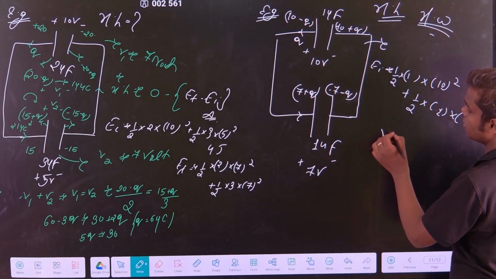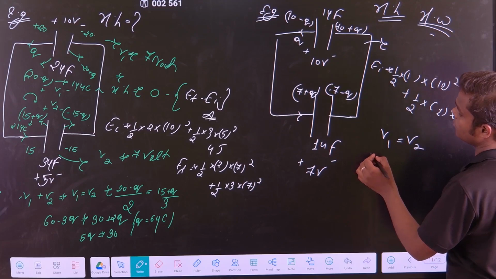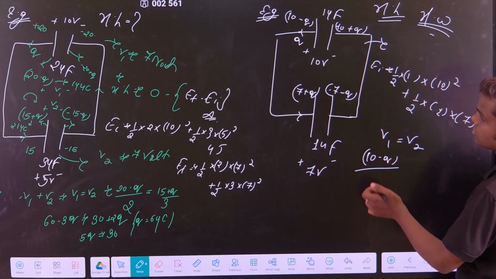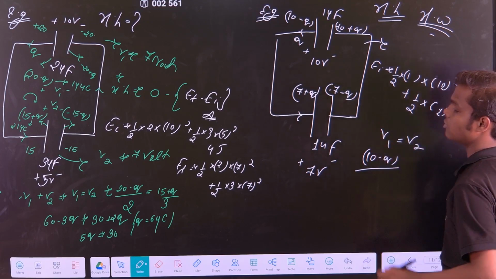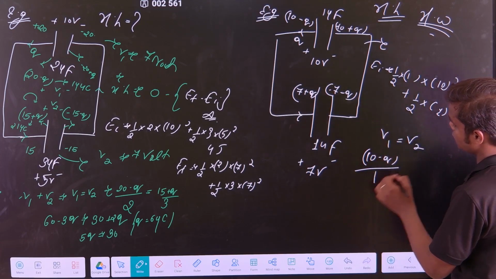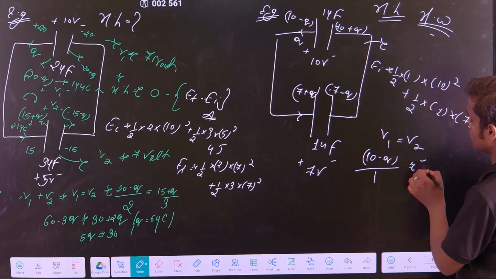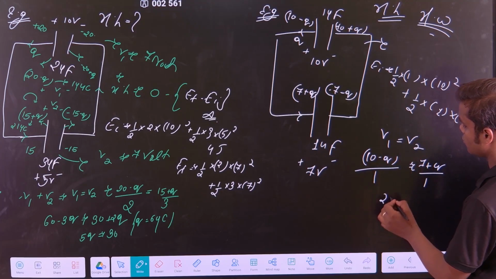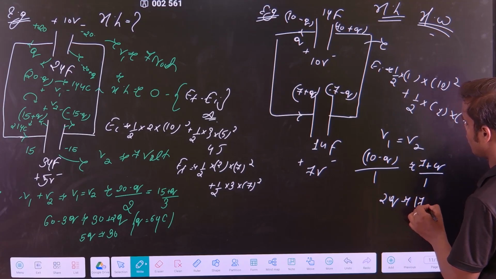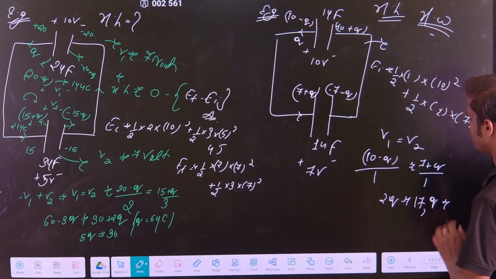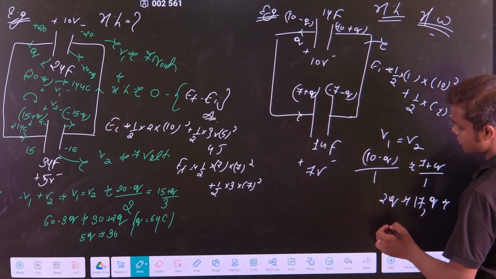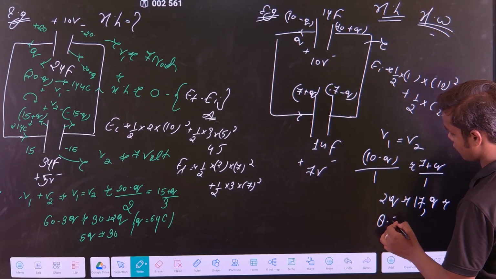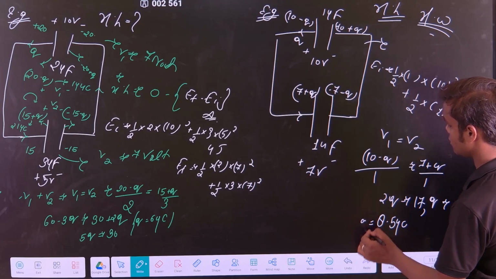So what is the KVL? If you apply it, you will get V1 equal to V2. So from that you will get (10 minus q) divided by the capacitance, because V is equal to q by C. The capacitance is 1, and this is equal to (7 plus q) divided by 1. So from here, if you calculate, 2q is equal to 17. So what is q? The q value you will get is 8.5 microcoulomb.